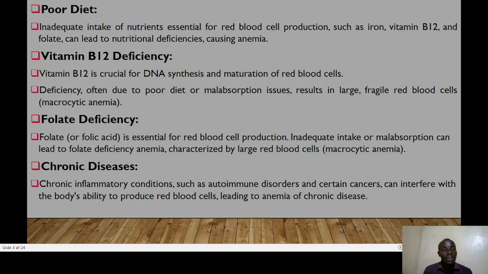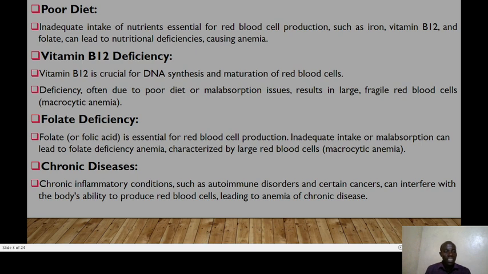Equally for vitamin B12 deficiency, the megaloblastic anemias. Vitamin B12, the cobalamin, is crucial for DNA synthesis and maturation of red blood cells. So deficiency of this, often due to poor diet or malabsorption issues, normally results in large, fragile red blood cells that will result in macrocytic anemia.